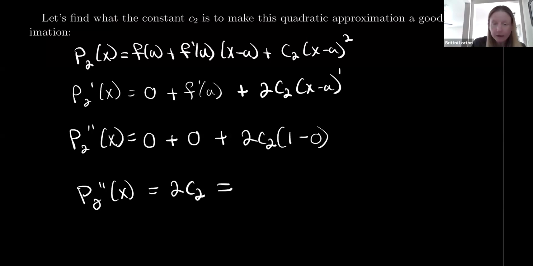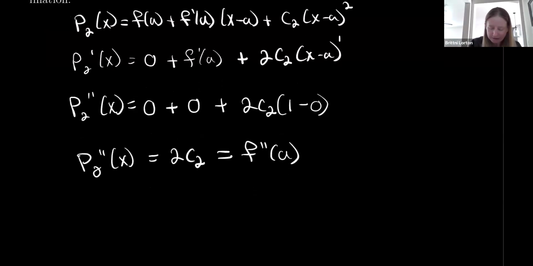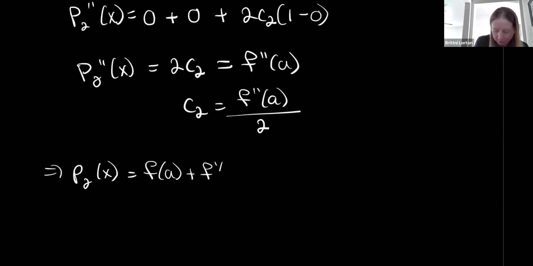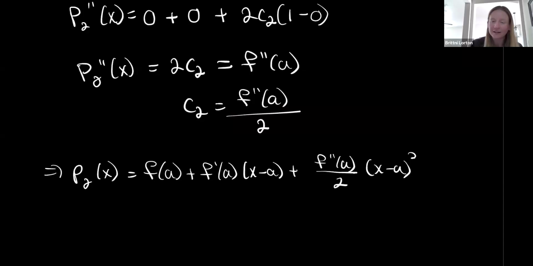But I want that to equal the concavity of my original function at that point so that I could have a good quadratic approximation. So I set those two equal to each other, and I have identified that that second coefficient, my c2, should be f double prime of a over 2. So now let's write that down. So now I know that a good quadratic approximation is f of a plus f prime of a times x minus a plus f double prime of a over 2 times x minus a squared.